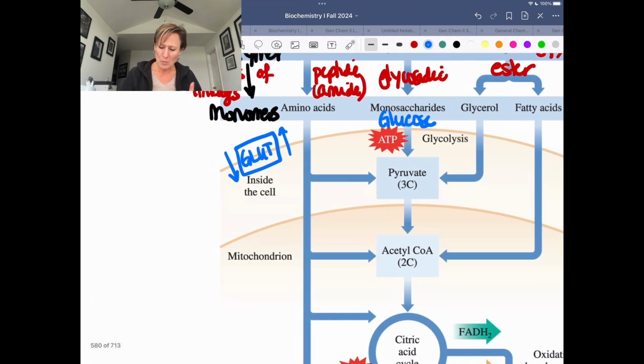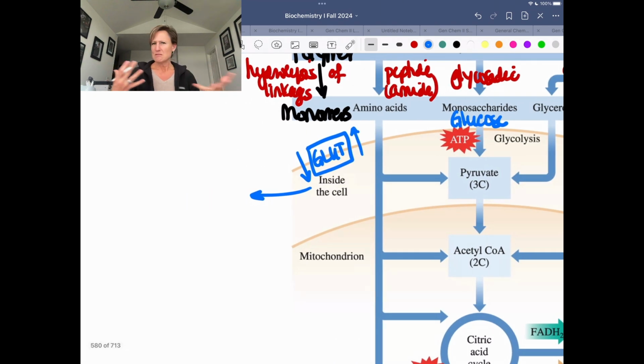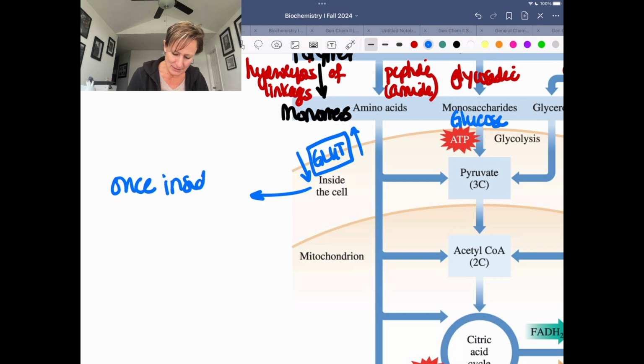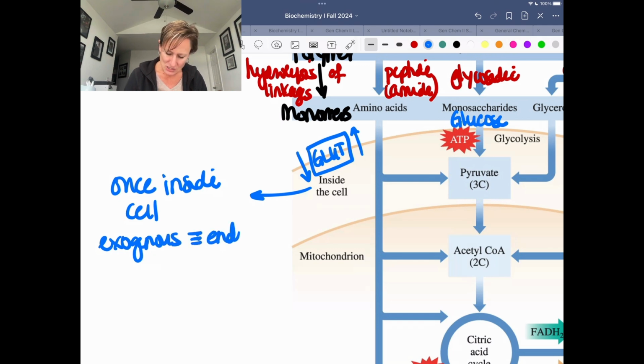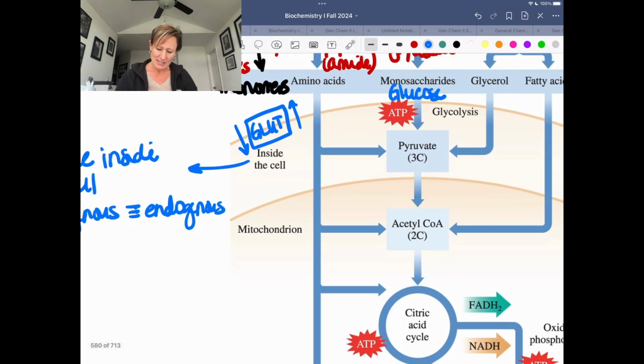Okay, remember I said I was going to make a distinction between exogenous and endogenous. Once you get inside of the cell, the biochemistry does not really differentiate whether you had an exogenous or an endogenous source of that fuel. So once you are inside the cell, exogenous is pretty much the same as endogenous. We don't need to worry about what the source is, okay? So once we're inside of the cell, we say we are cytosolic.